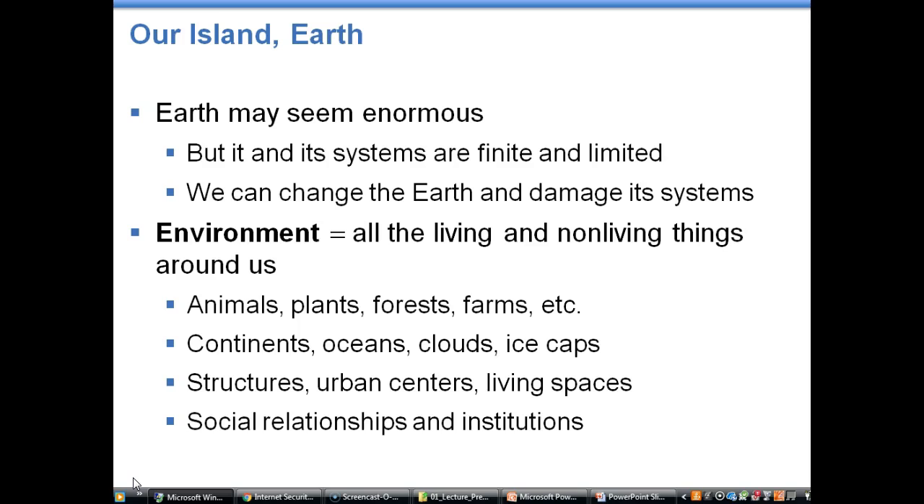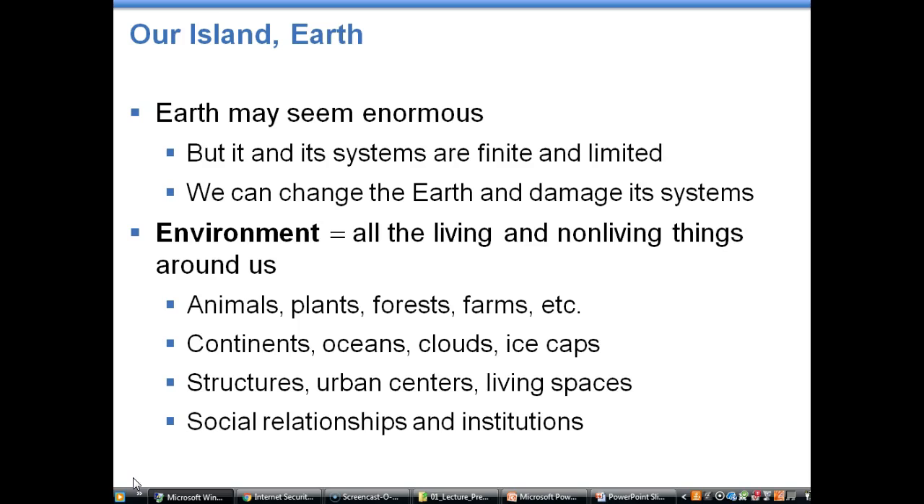All right, as I said, the Earth may seem very, very big in comparison to us, and we have a tendency to think that our systems are infinite, that we're always going to have resources available. But what we're learning is that the systems that we use do have limits, and they are finite. If we continue at the rate of consumption that we're doing right now, one of the things we're going to learn this year is we only have about 54 years of our oil reserves left.